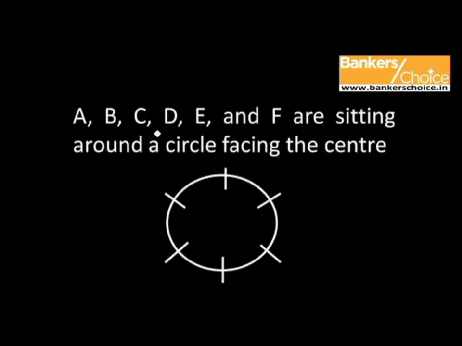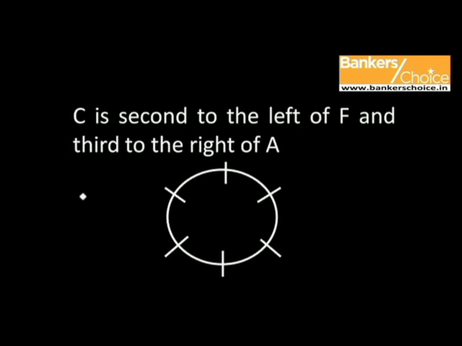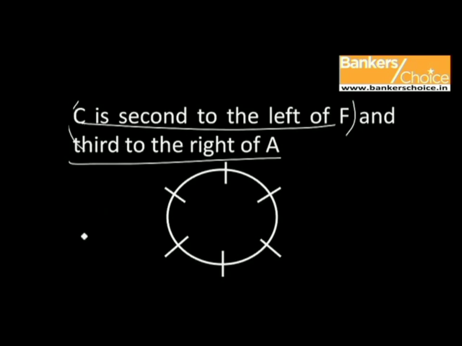So as we know that there are 6 persons A, B, C, D, E, F sitting around a circle facing the center. The first sentence is C is second to the left of F and third to the right of A. Now if you look at the first part of the sentence, that is C is second to the left of F. Assuming that F takes this place, we can say that C should be towards the clockwise direction of F as he is towards the left of F. So 2 places away from F, 1 and 2, this place should be occupied by C.